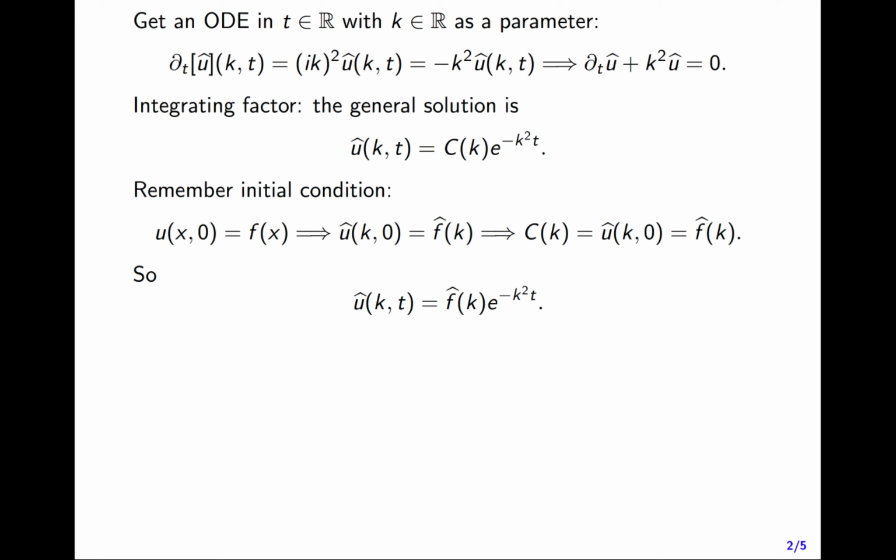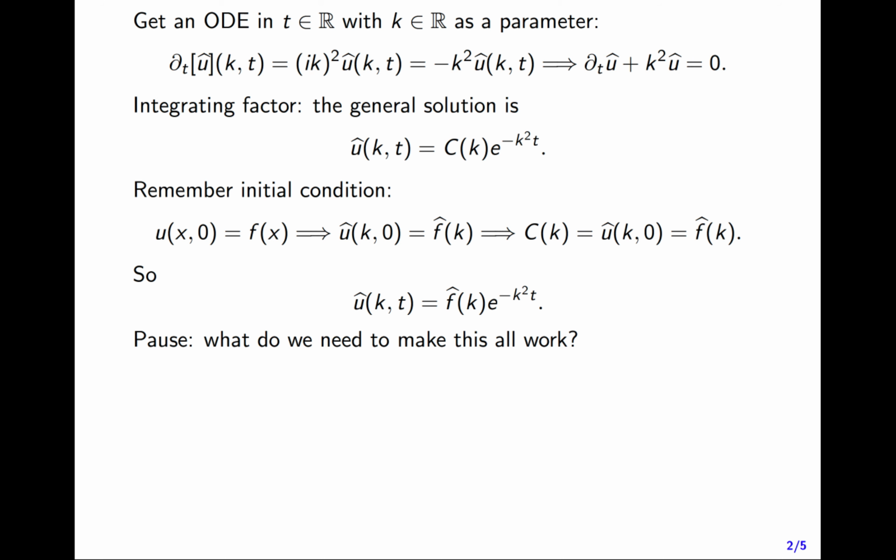And so I can solve: u hat of k,t equals f hat of k times e to the minus k squared t. By the by, this is assuming that f is in L1. That was one extra thing I have to put on my problem for this to work. So now I know what u hat of k,t is, and hopefully I can invert the transform and figure out what u is.